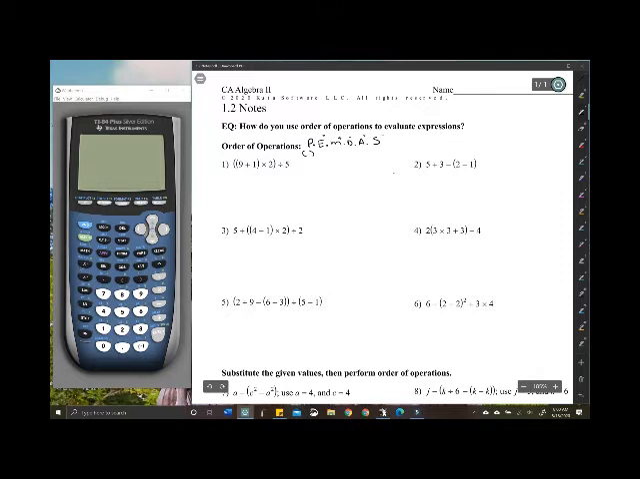Now, key thing is as we do these, you want to do multiplication and division, okay? You do them in order from left to right. So it might actually be PEDMAS, okay? You might do the division first. And similarly, with addition and subtraction. You do these in order from left to right.